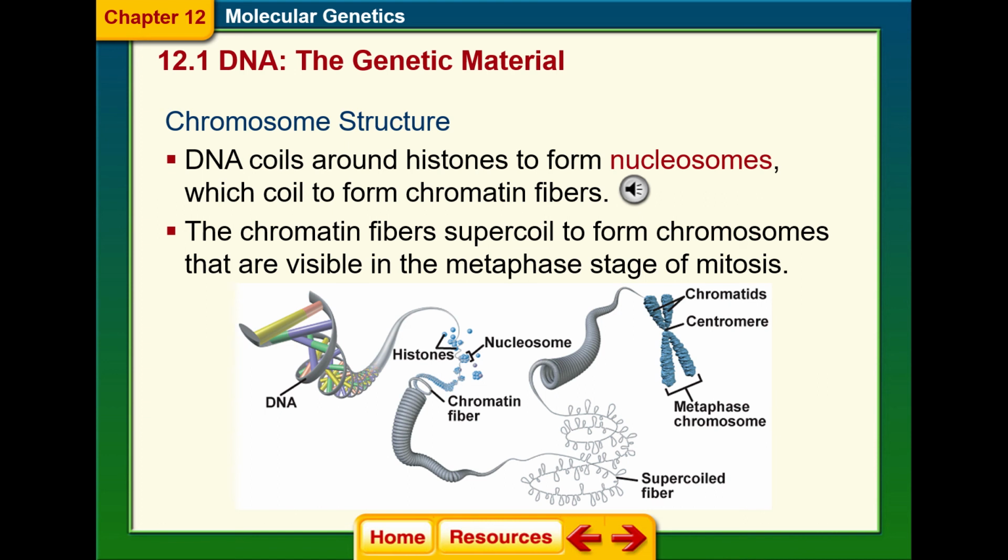Those nucleosomes then string together and coil to form chromatin fibers, which supercoil to form densely packed chromosomes. These densely packed chromosomes are visible in the metaphase of mitosis. All of this coiling around itself allows the 2 meters of DNA in each cell to be packed into a space of far less than a millimeter.